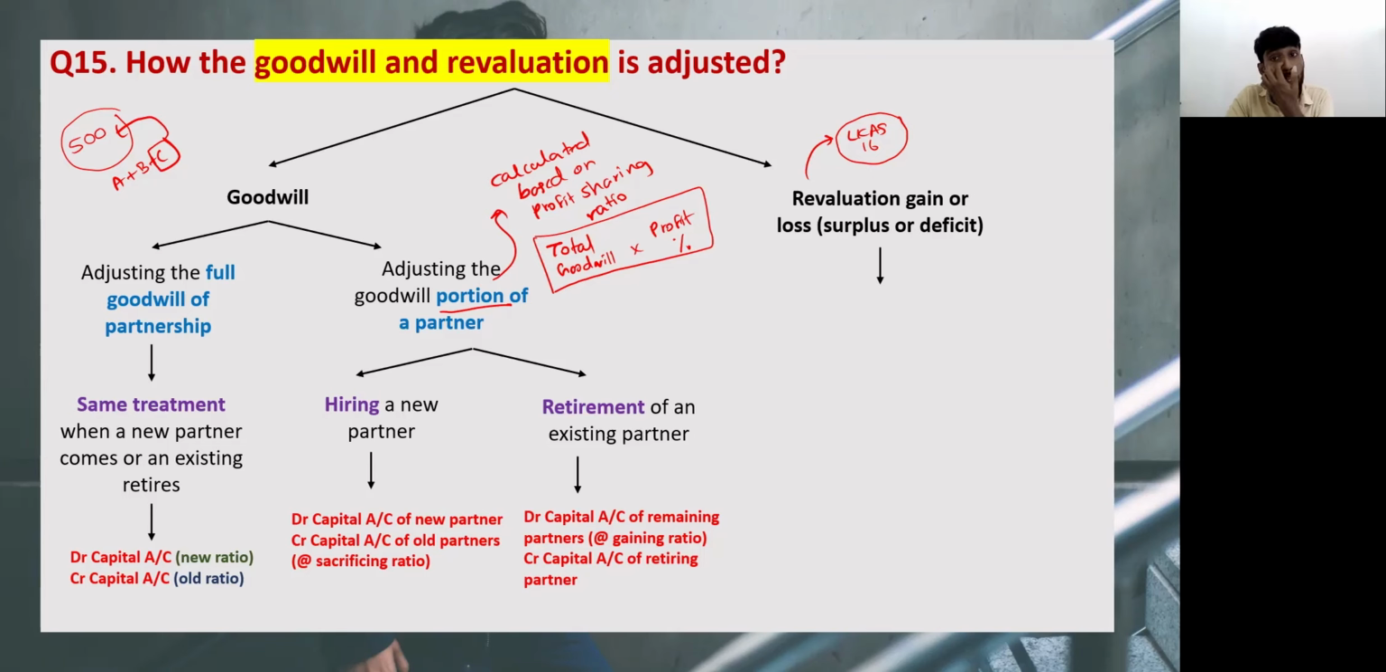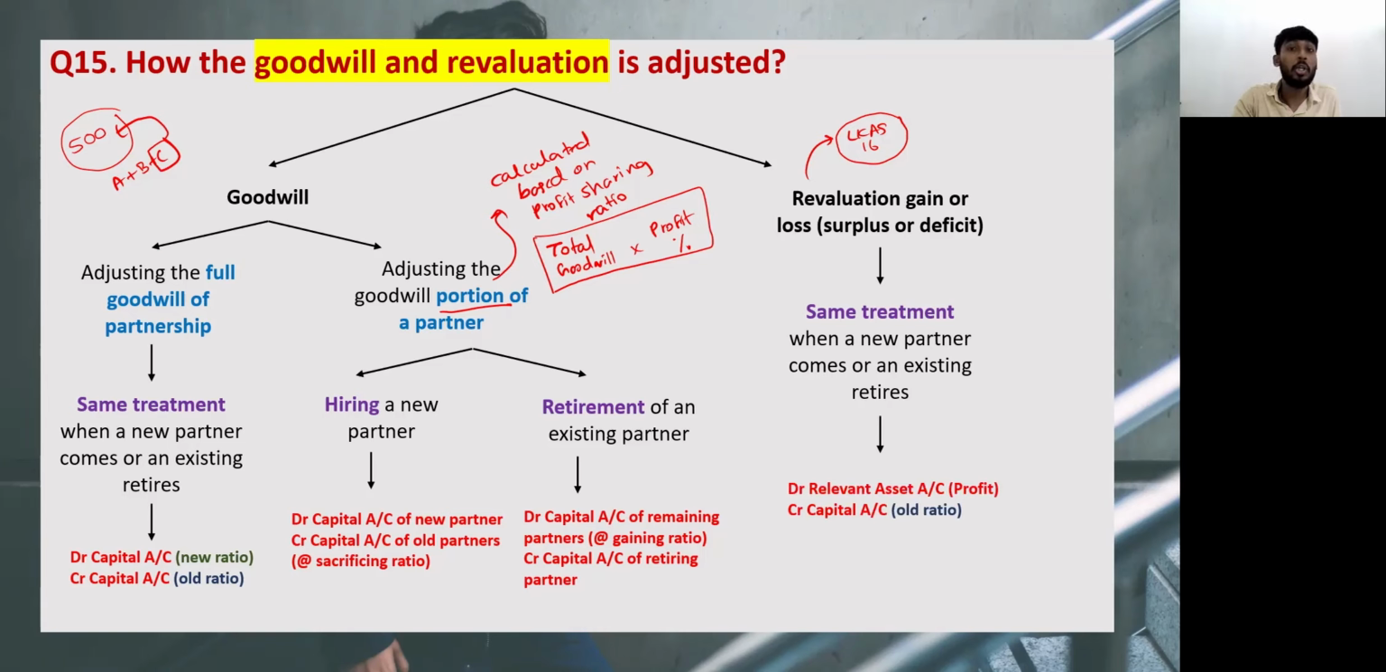When it comes to the revaluation gain or loss, okay, it is also the same treatment. When a new partner comes in or an existing partner retires, nothing changes. So I told you we assume one thing. What is that? We assume all the time the assets are kept at the revalued amount. That assumption is there during the entire period. So, debit to relevant asset account.